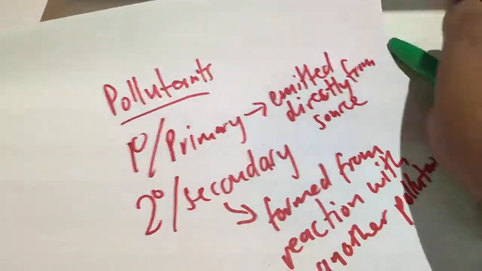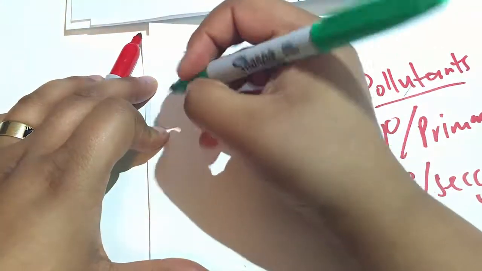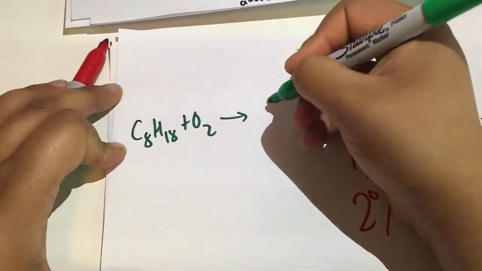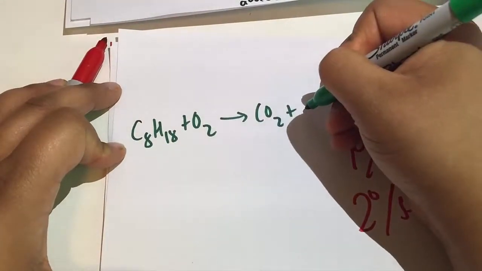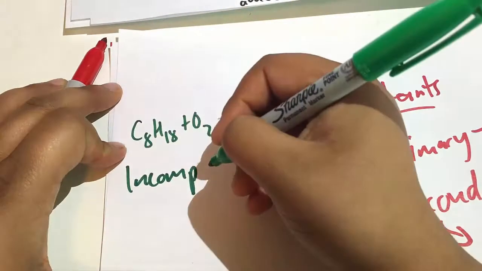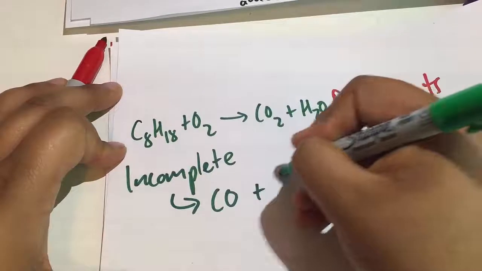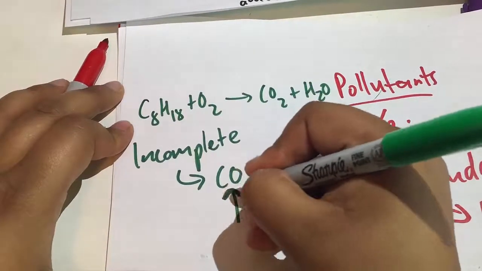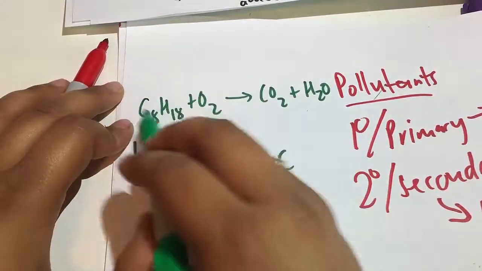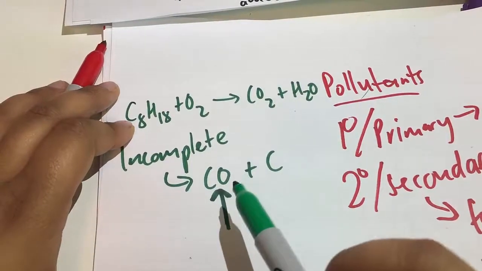So for example, cars, when we have combustion of fuels, let's just say octane, which is C8H18, we combust that with oxygen to make carbon dioxide and water. But commonly when we have incomplete combustion, so that's not balanced, I'm just going to leave that for now, we also get carbon monoxide plus soot formed. And this carbon monoxide can be considered to be a primary pollutant because it's coming directly from the combustion of that, and that can then go off and do other things. It's harmful, it's a poisonous, colourless gas, and it's not good for us.